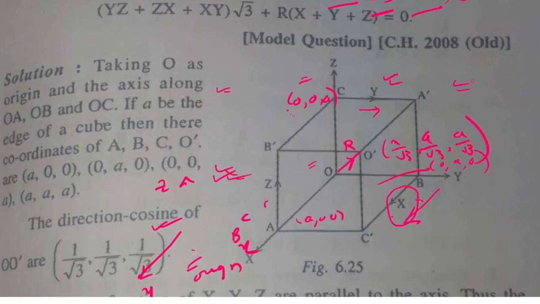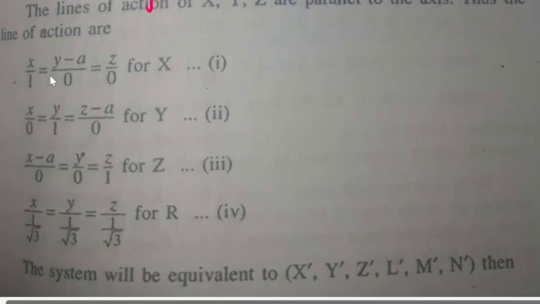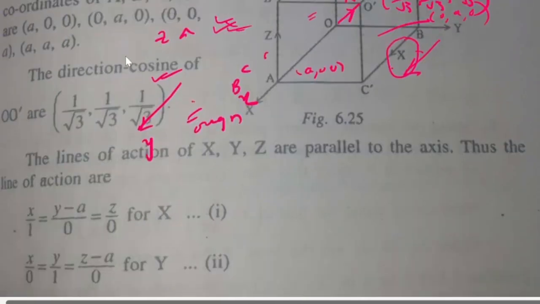So these are the points you are using for the line of action. This one, that is the line they are showing: (x minus 0) by 1, because along the x axis, y minus a and z minus 0. Because it is parallel to the x axis, the direction ratio is 1, and parallel to the x axis means perpendicular to the y axis, so 0, and perpendicular to the z axis, so 0.